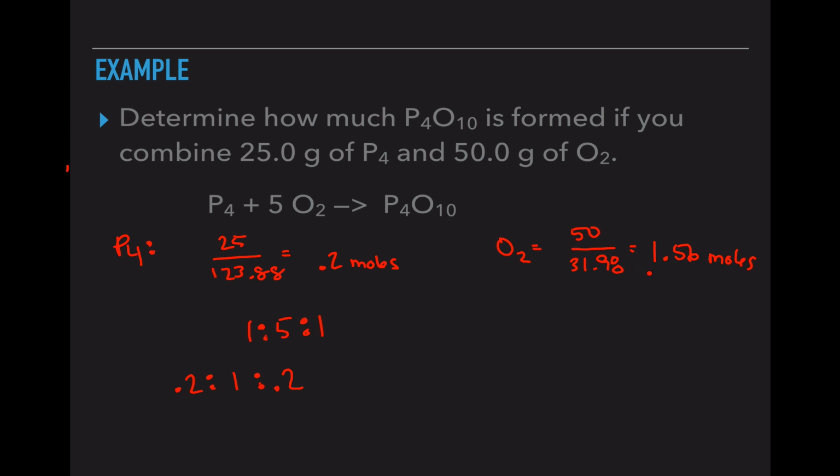Now O2 is in the second spot, so I'm going to take this 1.56 and put it in the second location. And to get from 5 backwards to 1, we're dividing by 5. So 1.56 divided by 5 is 0.31. And the last spot is the same because those numbers are the same. Now we have to choose the mole ratio that has the smaller numbers, and that's actually this one. So P4 is our limiting reactant, and that's the one that gets used up completely.